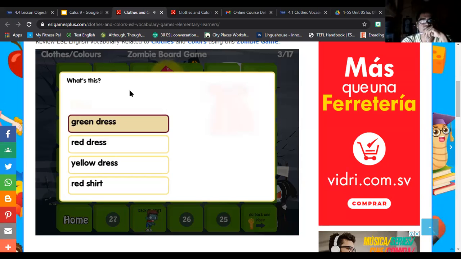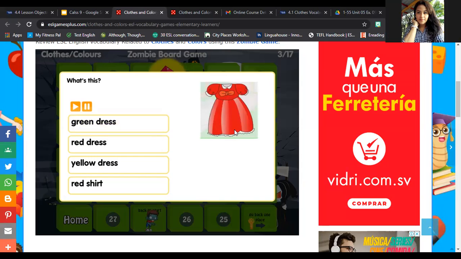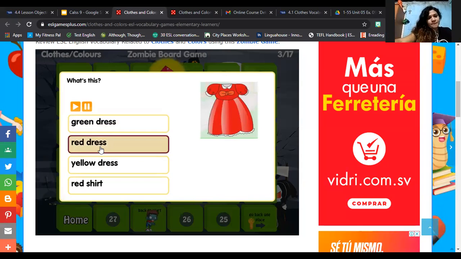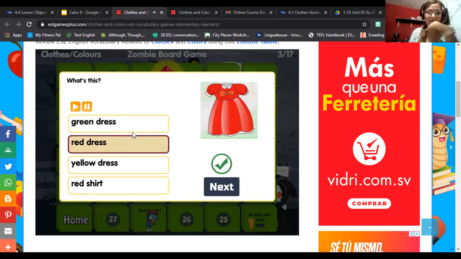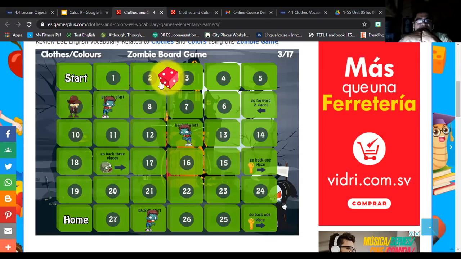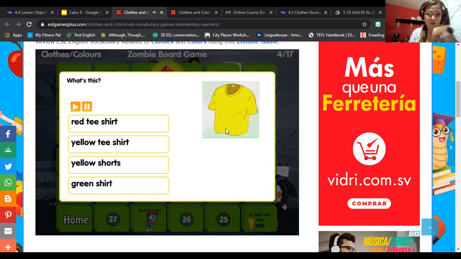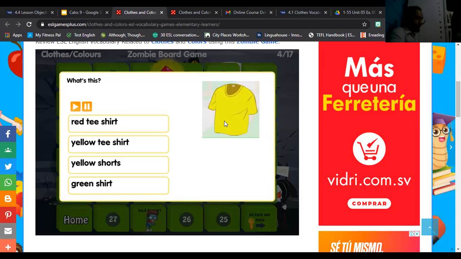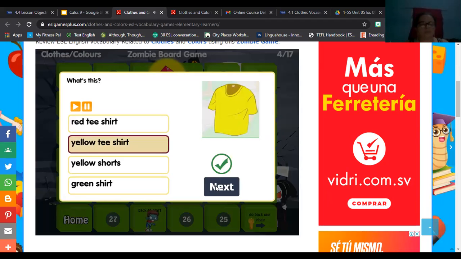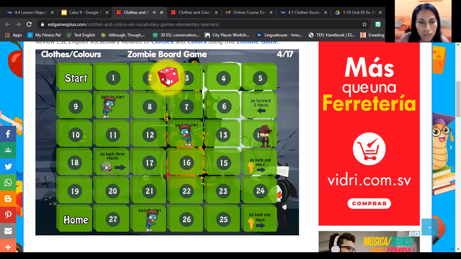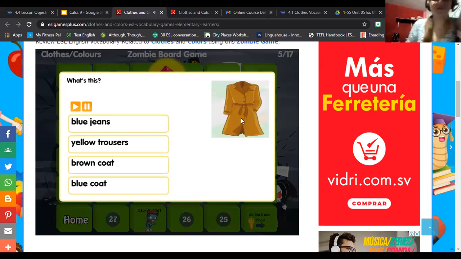Choose the correct answer. What's this? Red dress. Okay, now we have red dress. We have the color and we have the clothes item. What is this? Choose the correct answer. Red. What's this? Yellow t-shirt. Choose the correct answer. Okay, what's this? T-shirt.